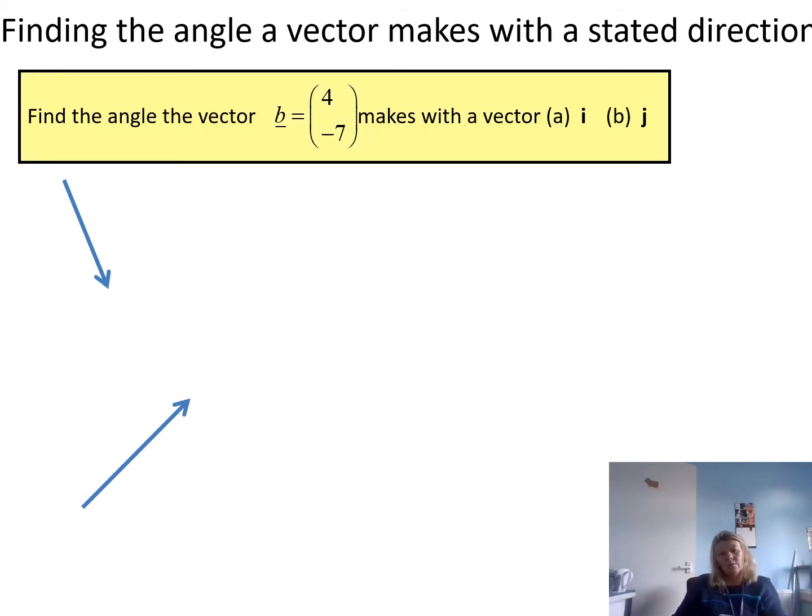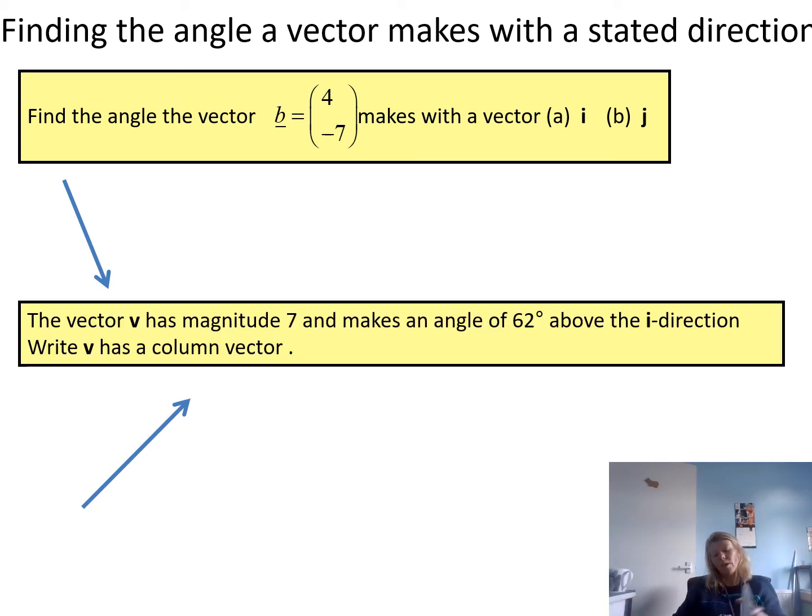Find the angle the vector makes with the i and the j. So we've got another one of these. So I'll put our i and j axes on here. Should have done that before we drew the thing really. It's gone down 7 and it's gone along 4. That's your x-axis, and here's your y-axis, but j's in that direction, isn't it? And i's in that direction. There.